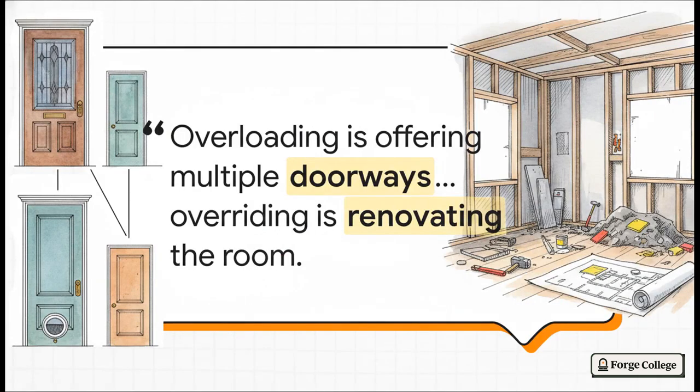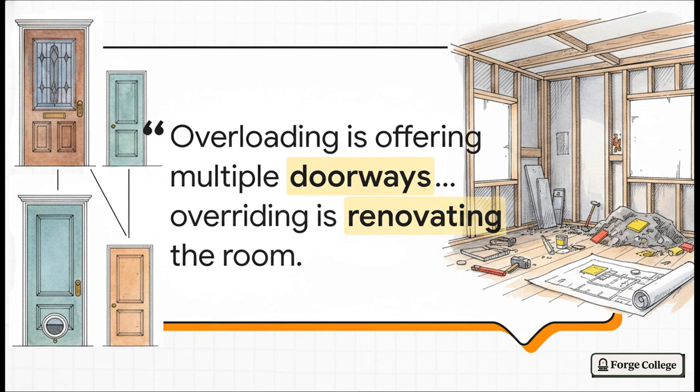To kick things off, let's think about this architectural philosophy. Overloading is offering multiple doorways into the same room. Overriding is renovating the room behind the doorway. This quote perfectly captures the high-level difference between these two intertwined concepts.